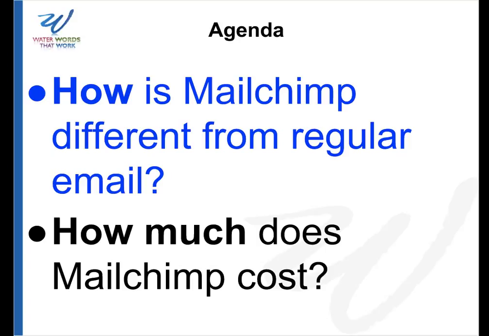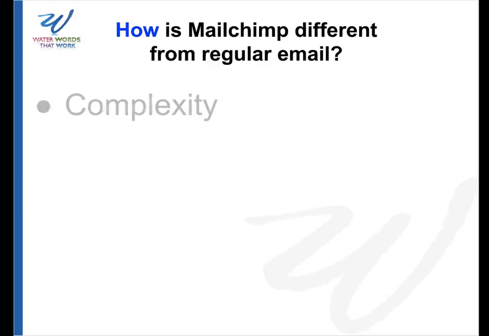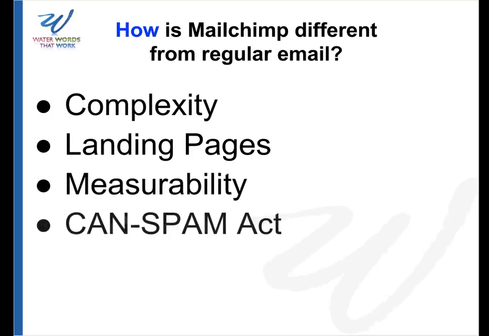You send and receive dozens of emails every day, most likely, but Mailchimp is different. There's a lot more complexity. You have landing pages to worry about. The emails are measurable. The emails are subject to the Can-Spam Act, and there's just a lot more stress associated with it. So let's talk about complexity.